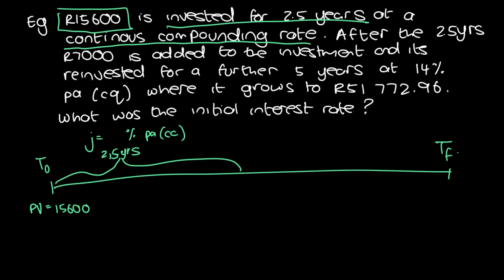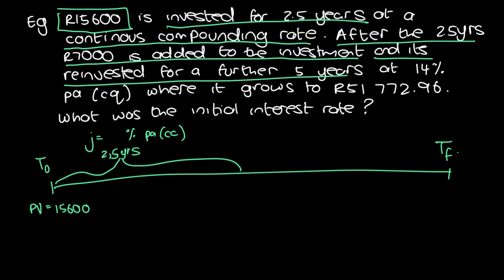Then it says, after the 2.5 years, 7,000 Rand is added to the investment, and it's reinvested for a further 5 years. So at this time period, after the 2.5 years, we're going to call it T hashtag at the moment, but there is a specific subscript that is going to go in there. We have a future value occurring from this first part, because we're going to take whatever we get from this first part, add 7,000 Rand to it, and then reinvest it. So we're going to get some future value. We don't know what that future value is. Then we're going to reinvest it for part 2.